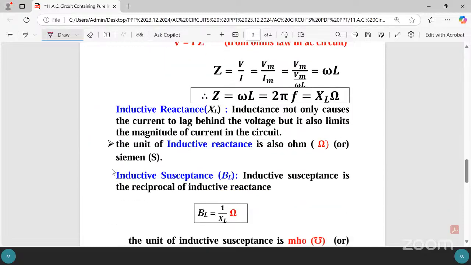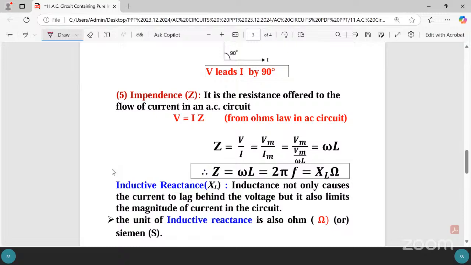Fifth topic. V is equal to IZ in AC circuits. We have to find out the Z value. So Z is equal to V by I. Convert into maximum values, Vm by Im. Im is equal to Vm by omega L. Where did we get this value? From result 1, for inductance. How did you get this value? Result 1. So finally we got omega L.